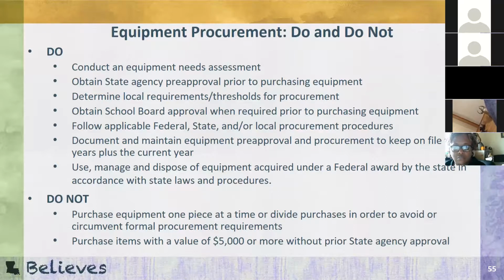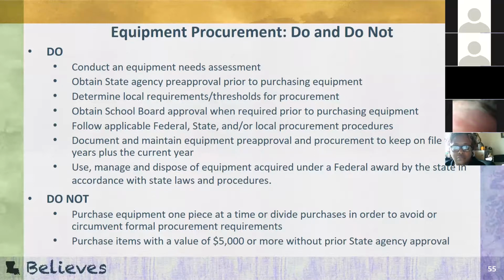As an overview to equipment procurement, please be aware of the following do's and don'ts. Conduct a periodic needs assessment to purchase all equipment needed for CMP operations for a given period of time, district-wide. This improves your chances of receiving the most competitive prices by enhancing competition. Make sure you obtain state agency approval prior to purchasing equipment valued at $5,000 or more.